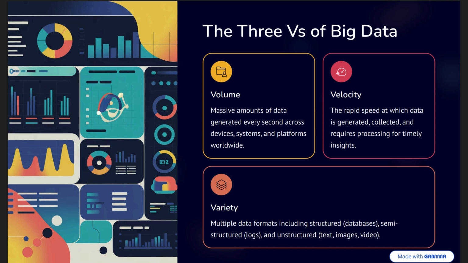Velocity means the speed at which data is created and processed. Think about stock market updates, online payments, or live GPS tracking. The data is flowing continuously and needs to be processed in real time. Variety represents the different types of formats of data. Some data is structured, some is semi-structured, and some is unstructured.